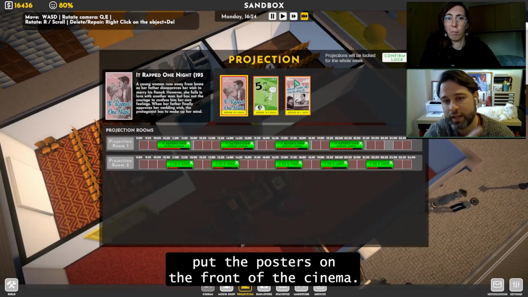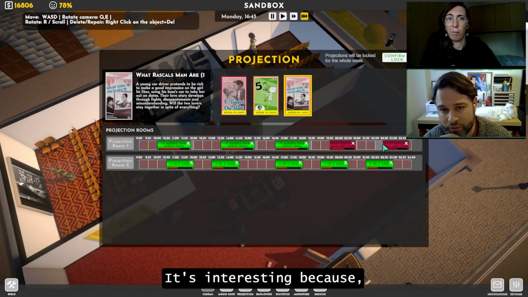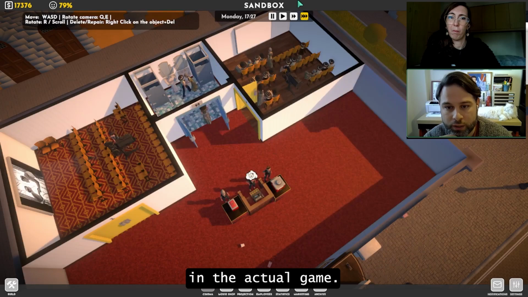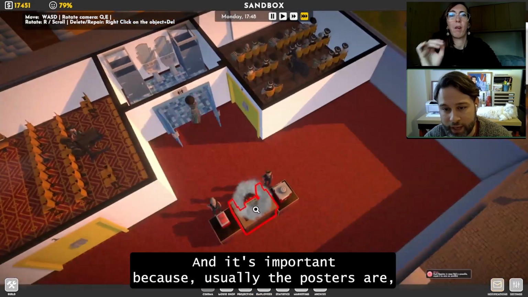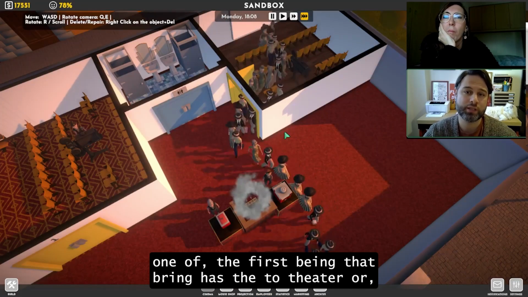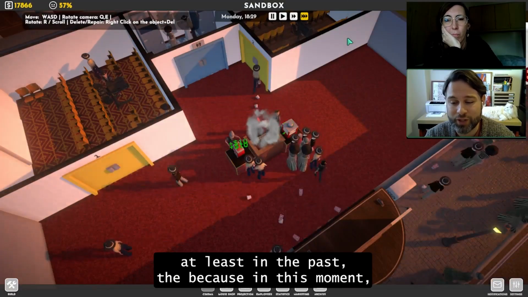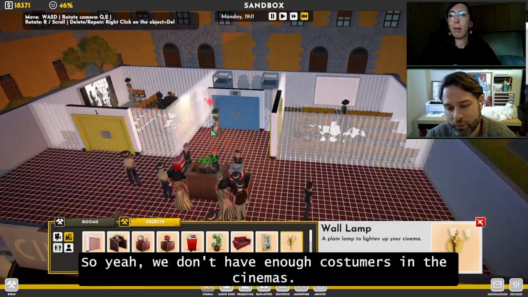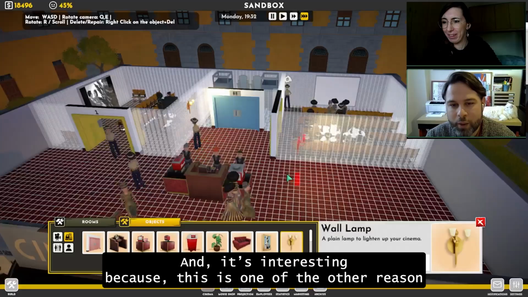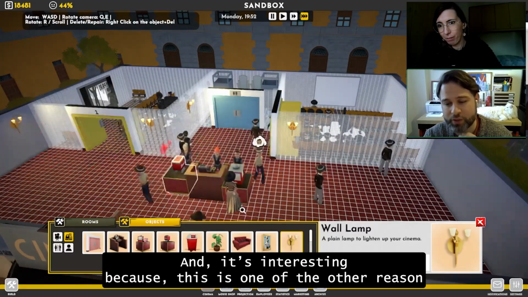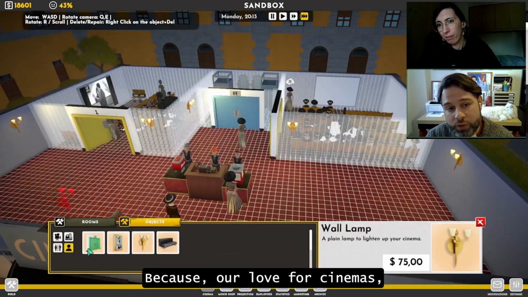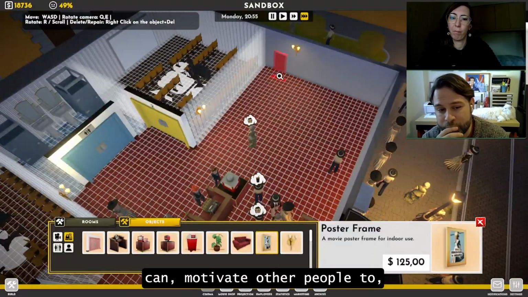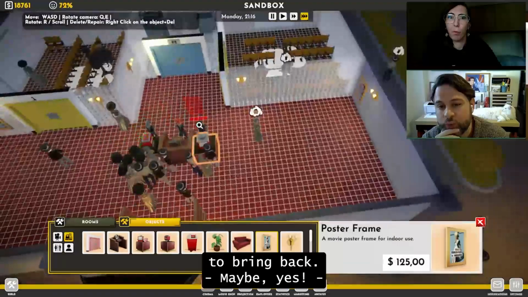I like how you put the posters on the front of the cinema. It's very interesting because it's a way to show the work of the 2D artist also in the actual game. And it's important because usually the posters are one of the first things that bring us to the theater, or at least in the past, because in this moment theaters have difficulties with customers. We don't have the customers in the cinemas. And it's interesting because this is one of the reasons why Movierooms exists, because of our love for cinema and for theaters. It's something that can motivate other people to bring back their passion for the theater.